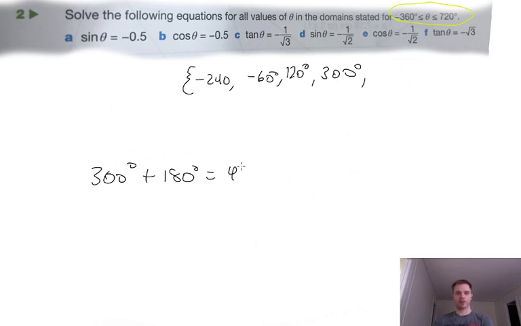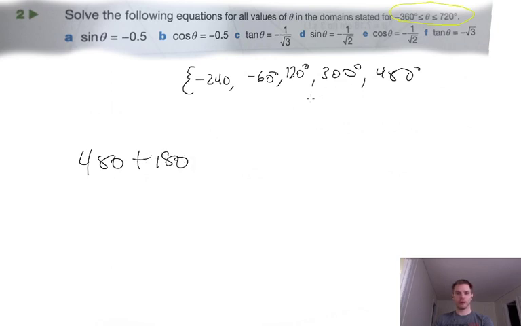So this is 480, and then we do the same thing, 480 plus 180, or you could do 300 plus 360. This is going to give us 660. And then if we added 180 to this again, we'd get 840, which is outside the range. So we know that this is all of our solutions.